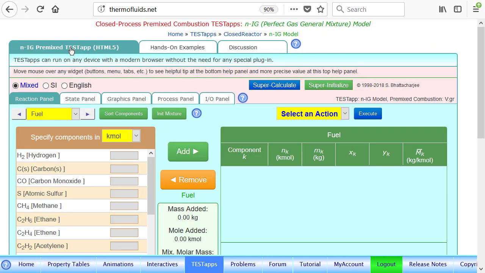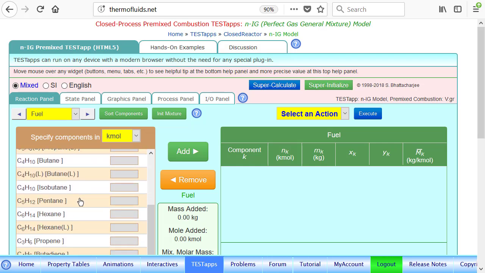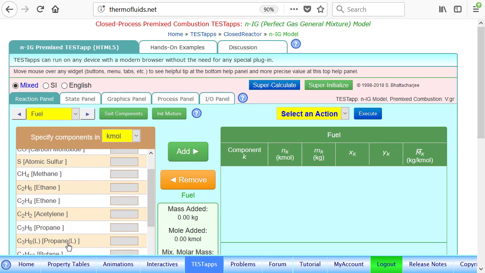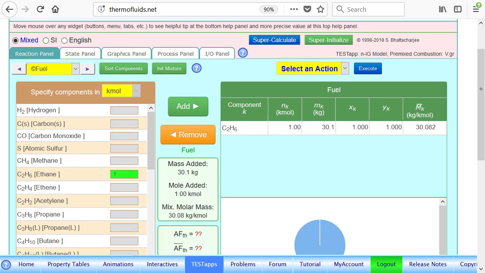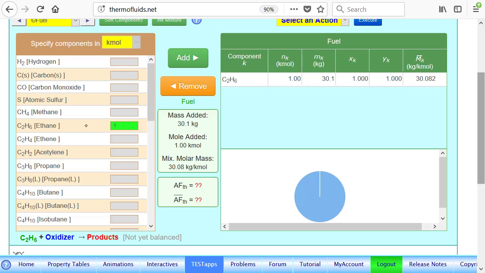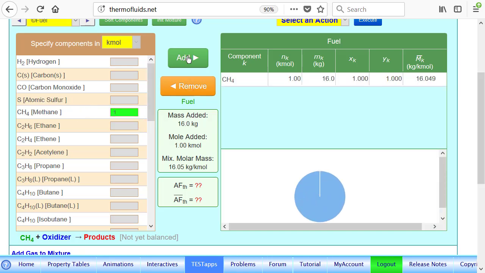So let's first set up the reaction. In this composition panel, we first select the fuel. Fuel is already the default here. We don't care whether we select our components by kilogram or by kilomoles, as long as we can balance the reaction. So, sorry, I should have picked, let's remove that, methane. So we have added 1 kilomole of methane. Here is the reaction showing up. Now we have to define the oxidizer.